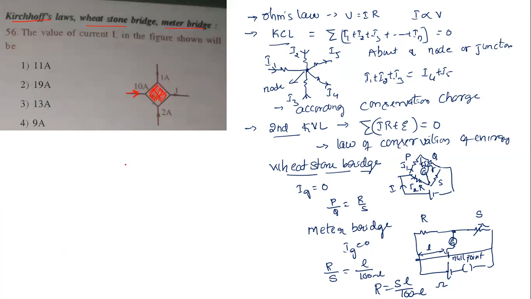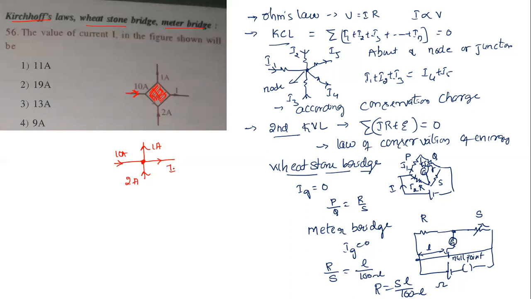So I am going to redraw this circuit like this. This is a node point. Here current is entering, 10 ampere, and here current is leaving, 1 ampere, and here current is going up towards the junction, 2 ampere. Current is leaving here; we don't know it, that is I. That's what we need to calculate.